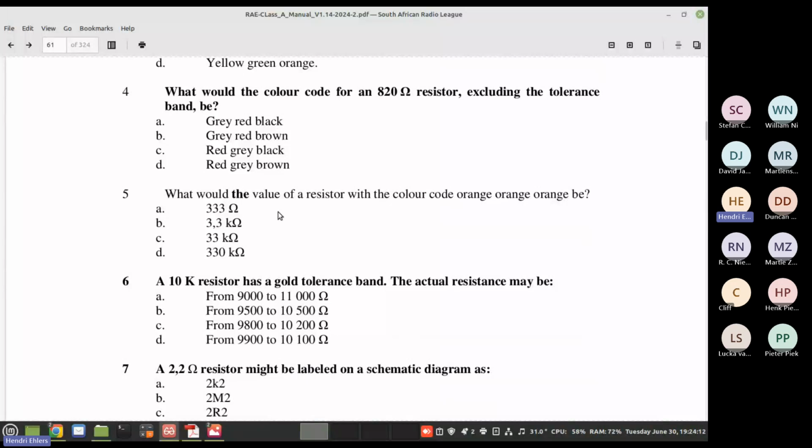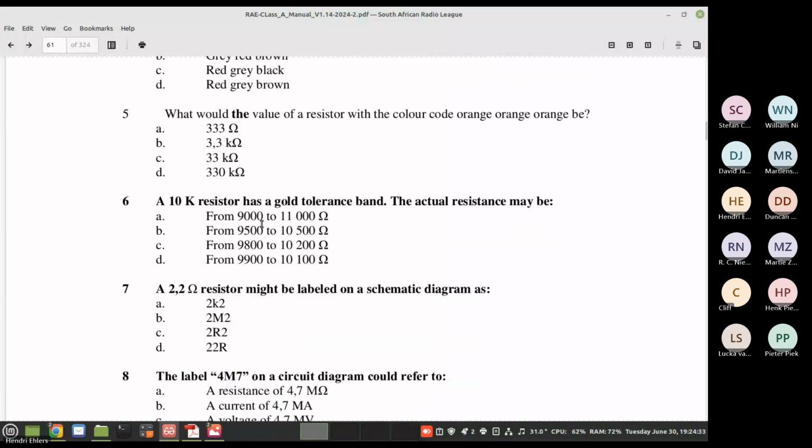What would the value of a resistor with a color code orange, orange, orange be? 33 kilo ohm. That's correct. That's C, is it? C, yes. Okay, good. It's just practice. If you know those codes and you've done it a couple of times, or like me, a few 100,000 times, you tend to remember it.